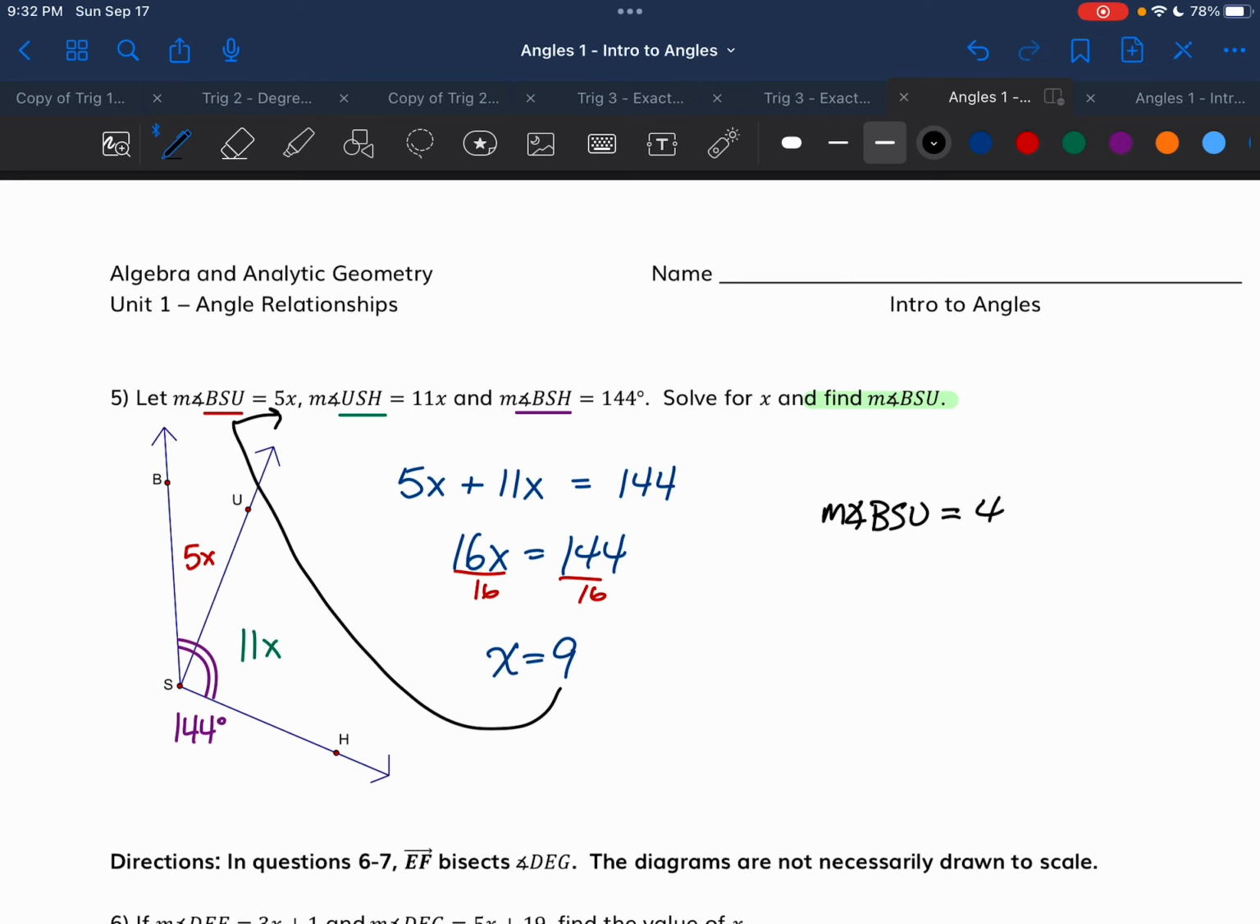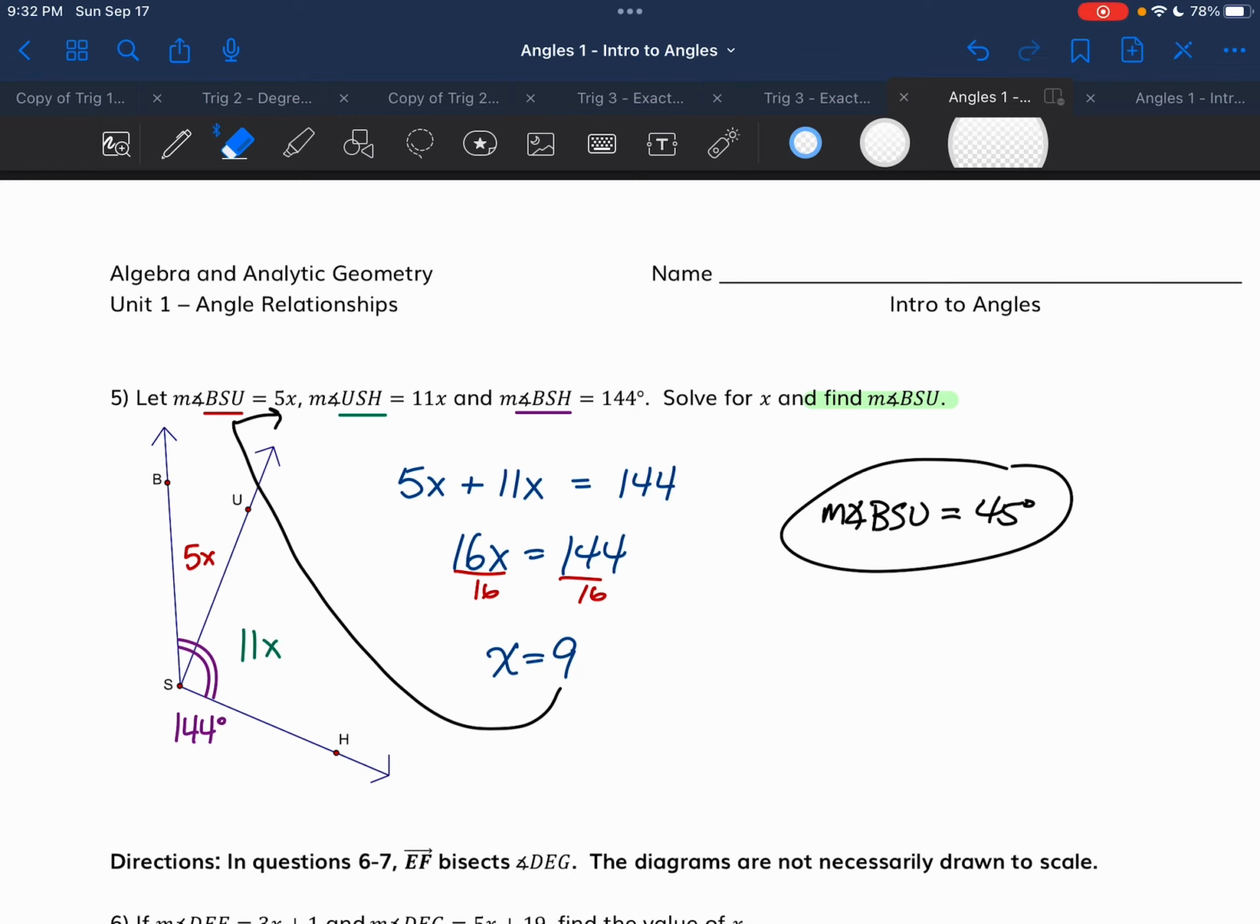I do, of course, encourage you to please go back in and double check all of your work. Don't just assume that you got the correct value of x. Make sure that when it plugs back into everywhere else, 11 times 9 is 99.